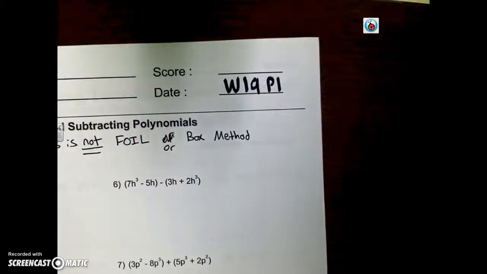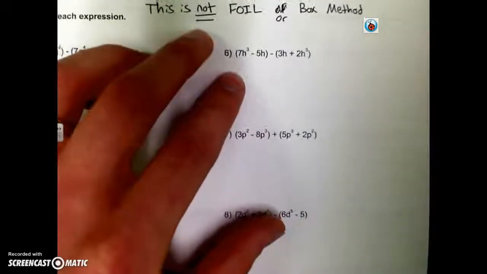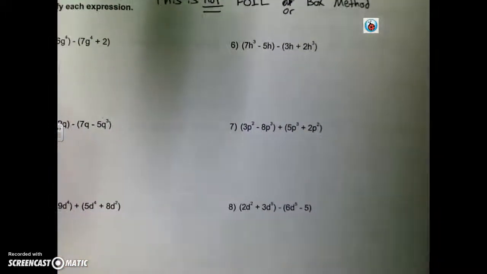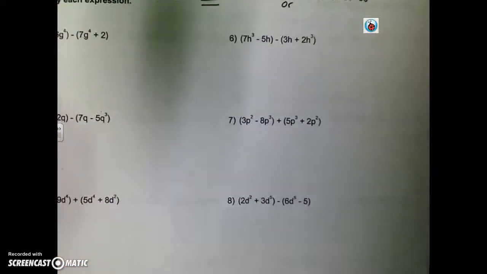Hello, here we're going to look at week 19, page 1. This is simplifying polynomials with addition and subtraction. Notice I said this is not the FOIL method or the box method. This is us using addition and subtraction to combine like terms.